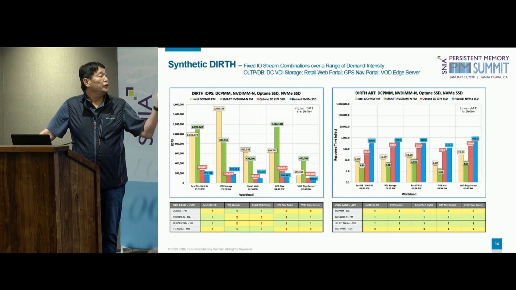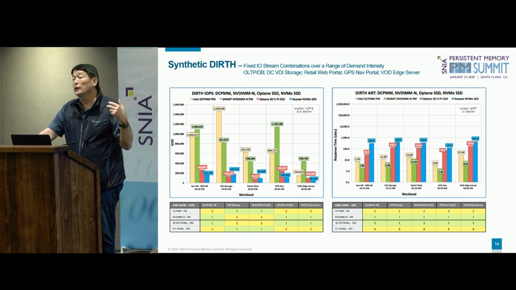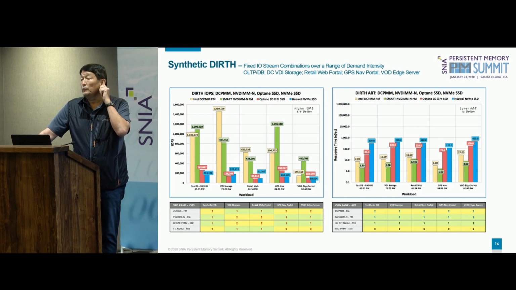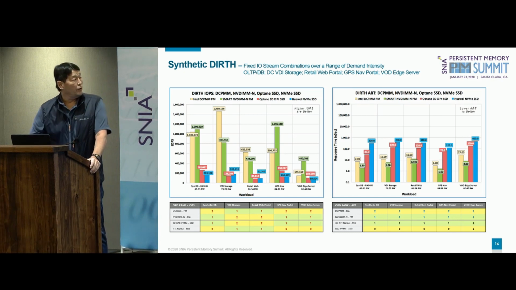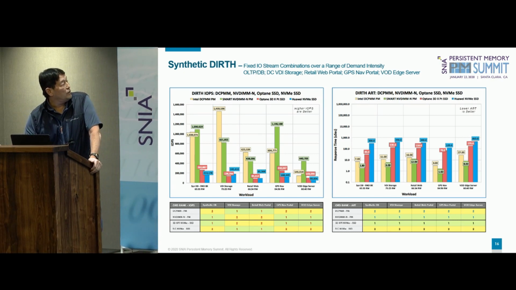Looking first at the green and yellow bars, this is your NVDIMM-N green and your DCPMM yellow. You can see first off that they have much, much higher IOPS and much, much lower response times than the corresponding SSDs, which are red and blue. For the Optane, you can see that it has 1 million, 1,000,004, 600, 600, and 148 IOPS for those particular workloads. The NVDIMM is faster for the synthetic random, slower for the VDI storage and the retail web, but faster for the GPS nav and faster for the video on demand edge server.